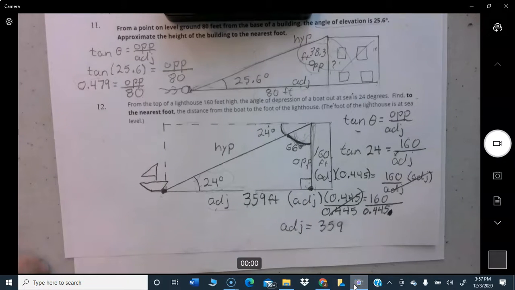Okay? And that's all there is to those problems. So go ahead and get those done. This won't be due till next week, but you need to kind of have a grasp on this to do the next lesson. Okay? So we'll see you then.